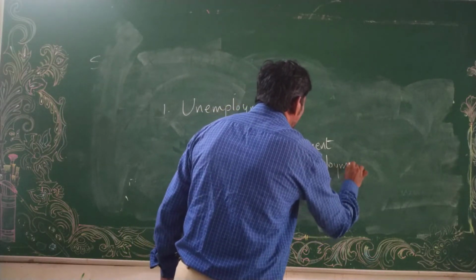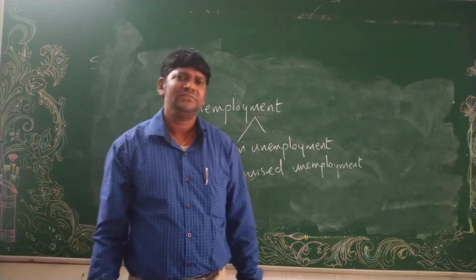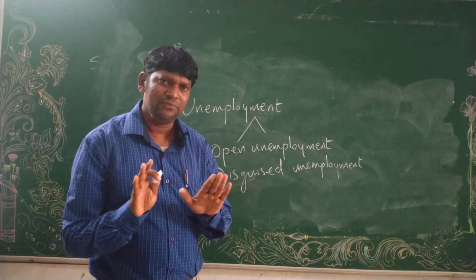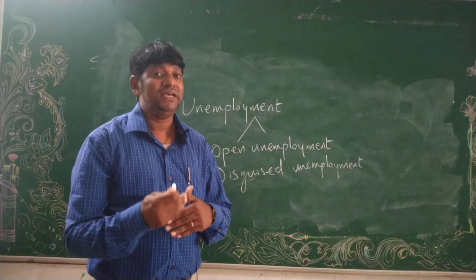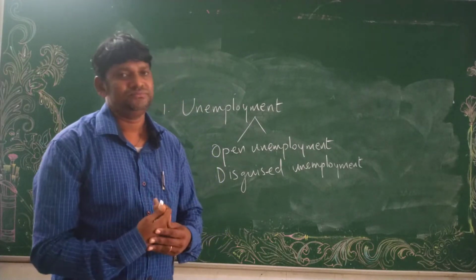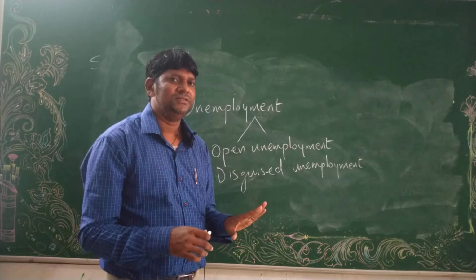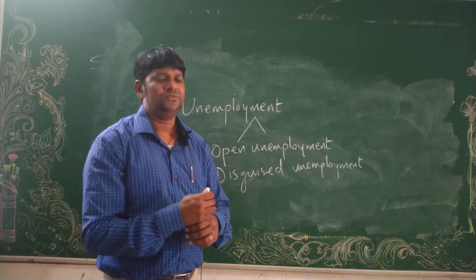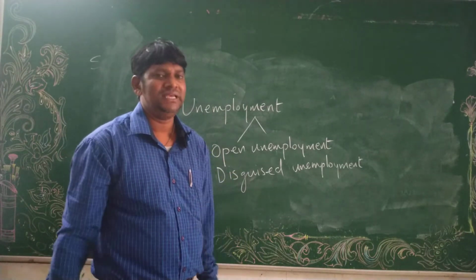Disguised unemployment. Suppose in a field, I am the owner of the land, I need only 5 employees, but I hire 10 people. But 5 people can finish the work, so here 5 are excess. So the excess employees are called the disguised unemployed.